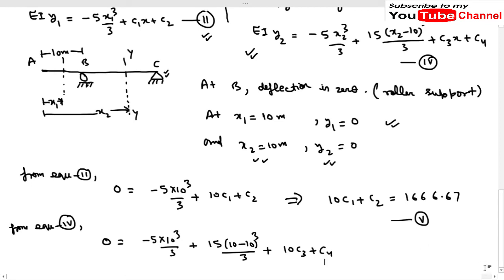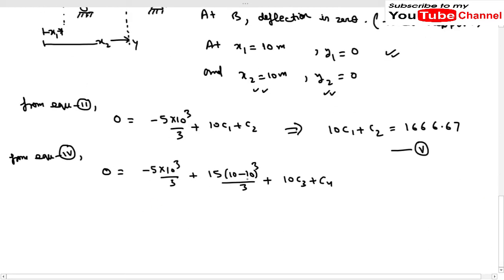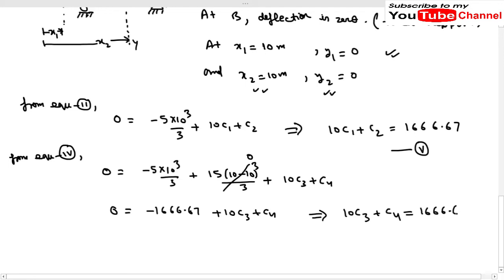Okay, now we can solve this equation further. So this will be 0 because 10 minus 10 will be 0. So we have 0 minus, and this will be equal to minus 1,666.67 plus 10 C3 plus C4. Okay, now you can solve this further. So it will become 10 C3 plus C4 is equal to 1,666.67. So this is our equation number 6.